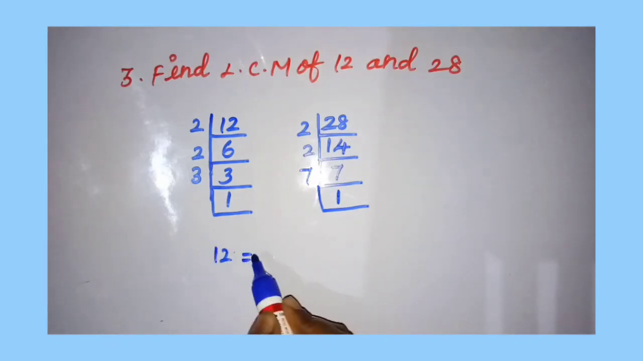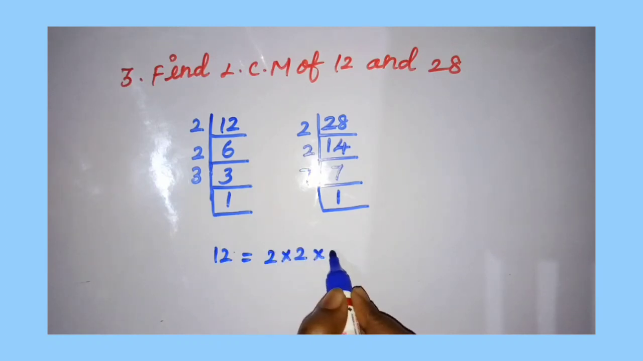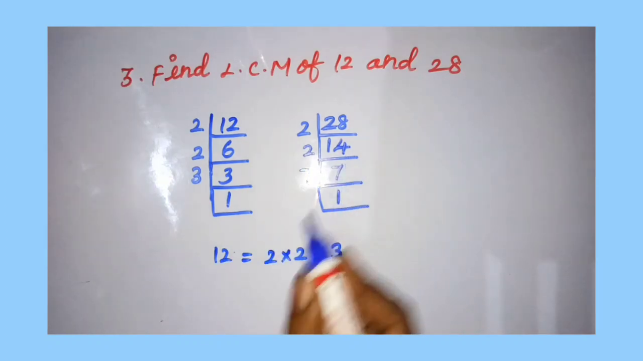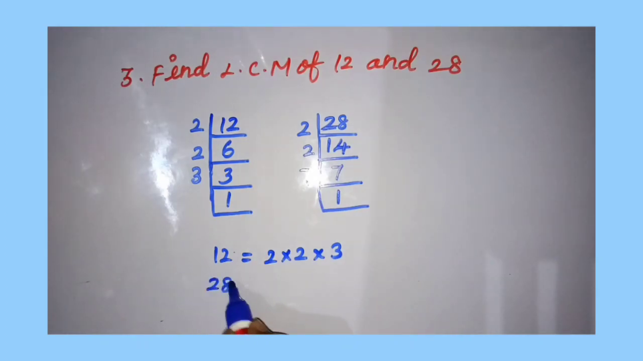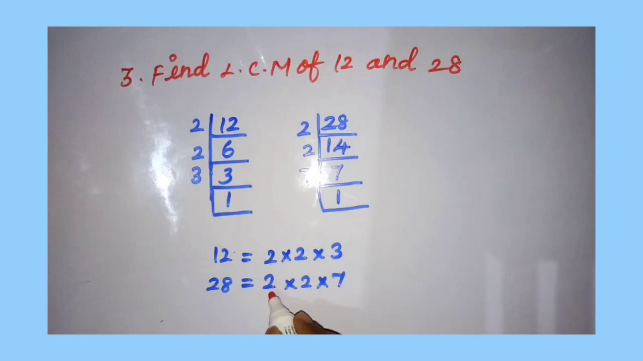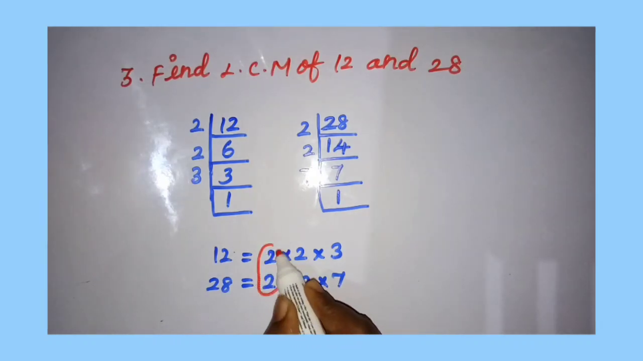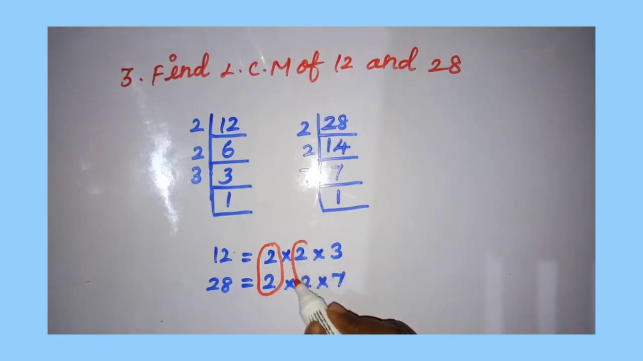Now write the values. 12 is equal to the outside values: 2 into 2 into 3. Next, 28 is equal to the outside values: 2 into 2 into 7. Now find the values common to both 12 and 28. Now circle: 2 and 2 is common. Next, 2 and 2 is common.